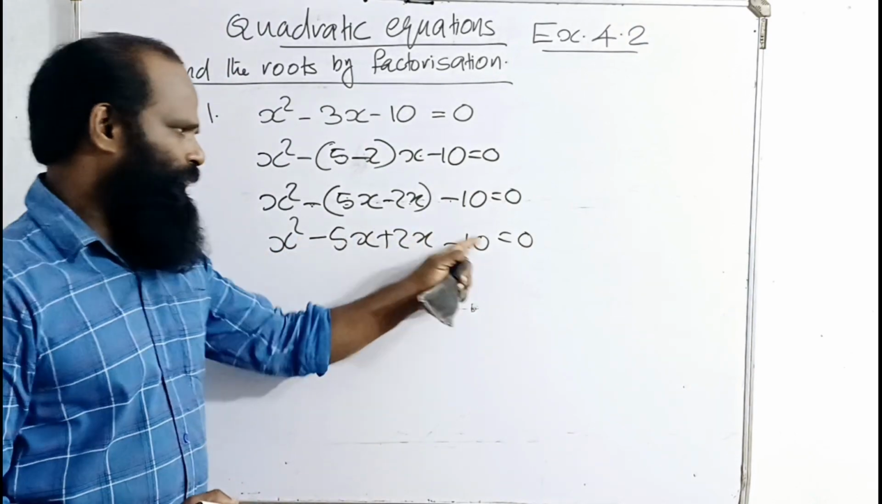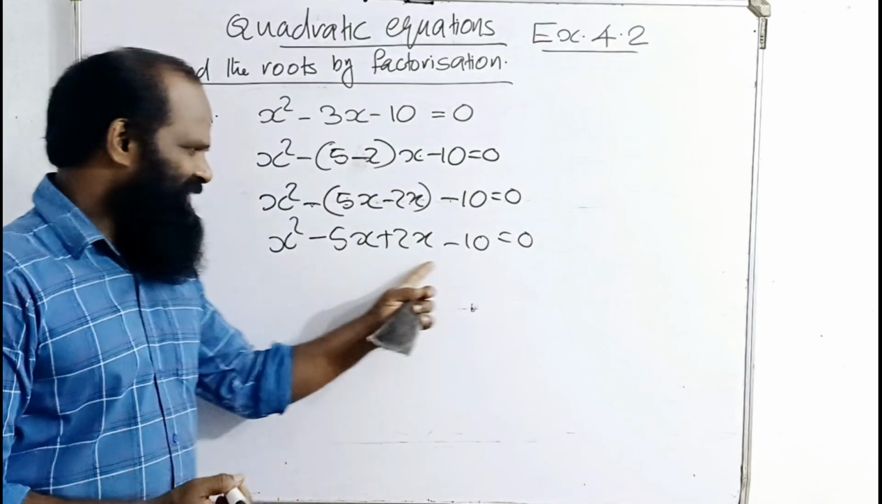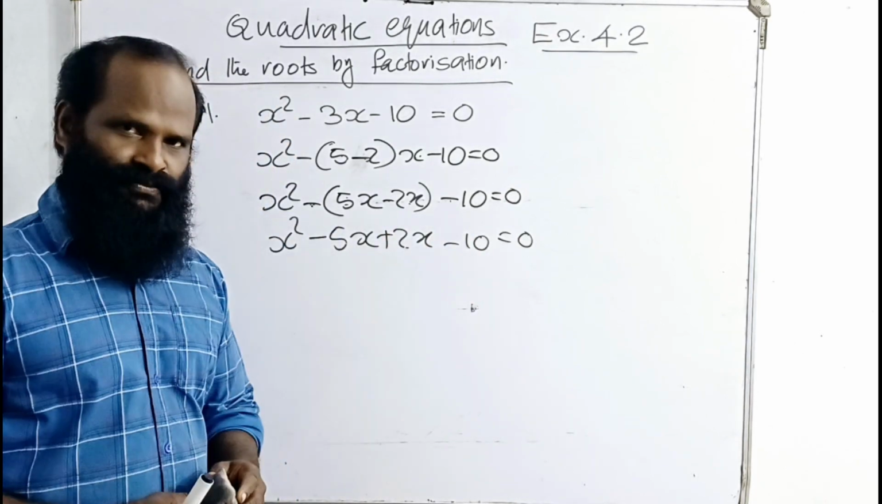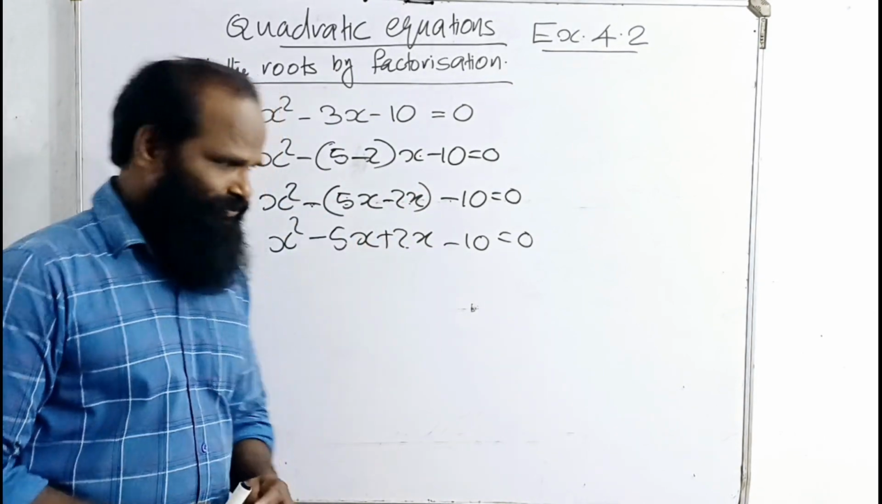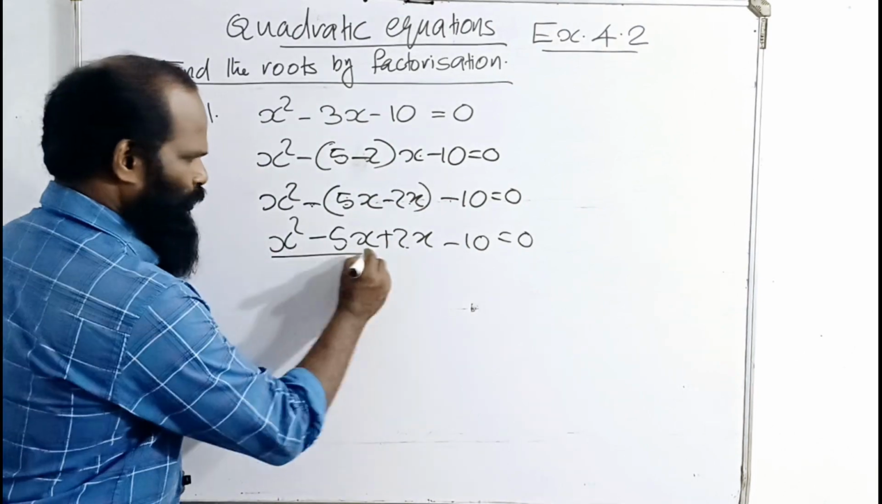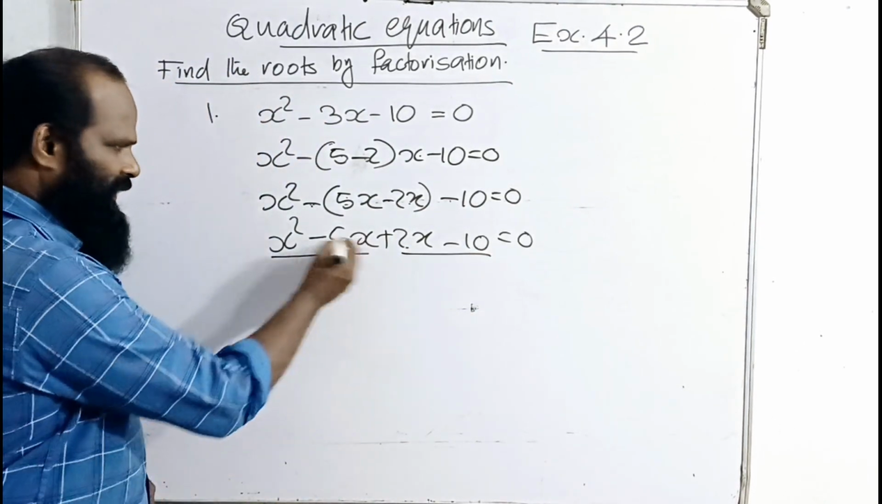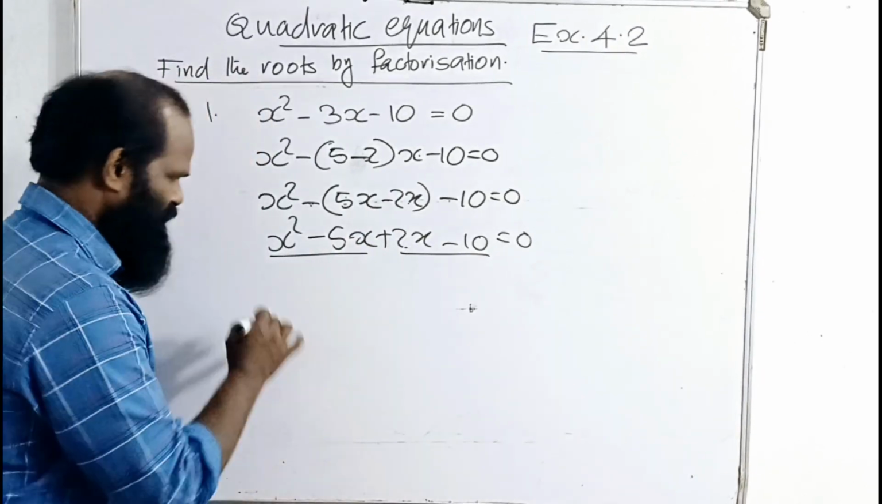1, 2, 3, 4. There are 4 terms. I told you we can factorize this only when there are 4 terms. I've explained everything in previous videos. Watch them. Okay, these two are in one group. They are in second group. Take the common terms from these two. No doubt, x is the common term.